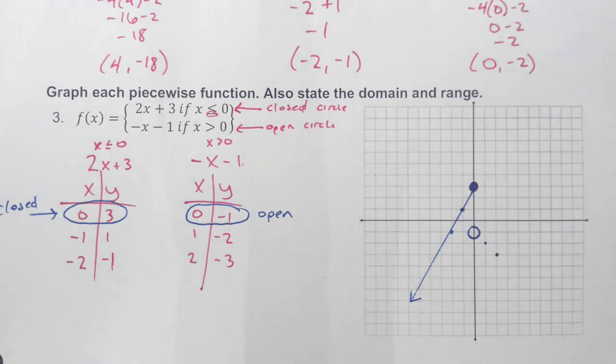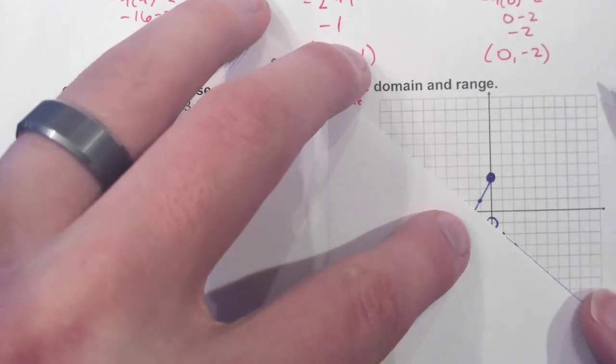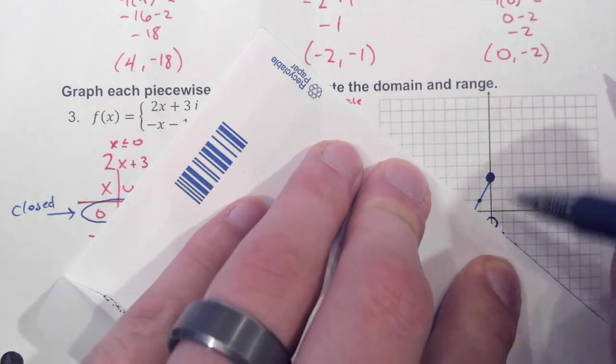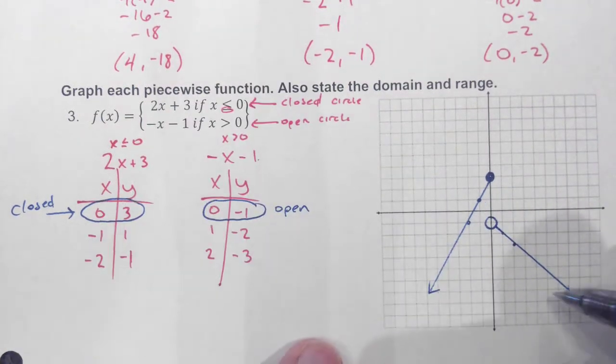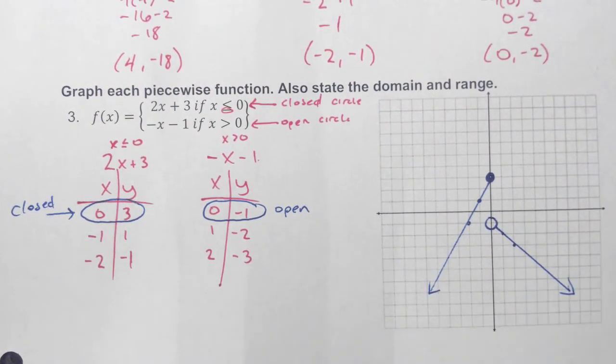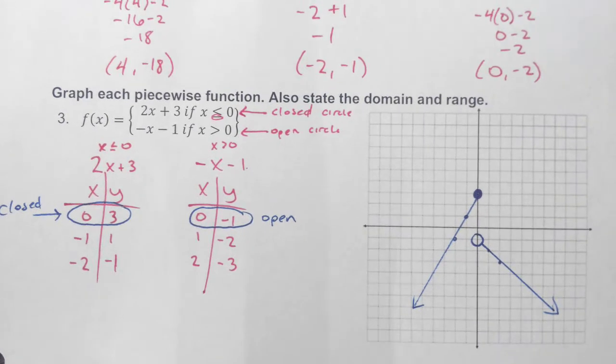And I'll pull out my straight edge, my envelope, and I will connect with that open circle in that direction towards the other points. So there you go. That's what a piecewise function looks like. It's 2 pieces of other functions. So it's going to have this weird space kind of between the 2 of them.